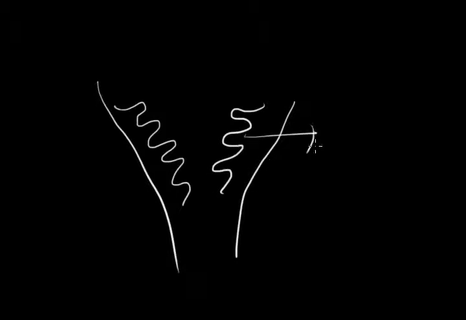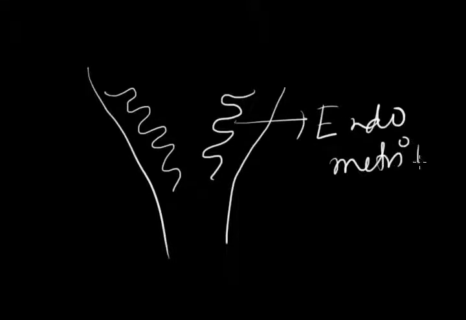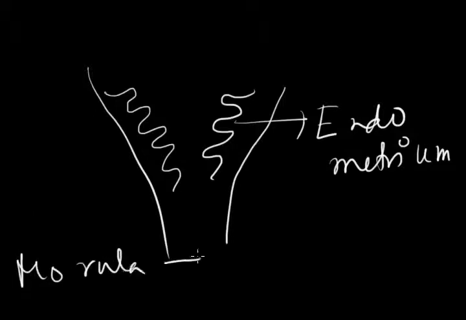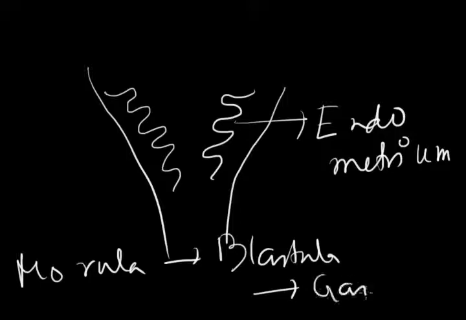After fertilization, within the chorionic area, that means the uterine endometrium zone, this is called endometrium, and rather the morula, followed by blastula, followed by the development of gastrula takes place. This blastula is the vitalmost component here.